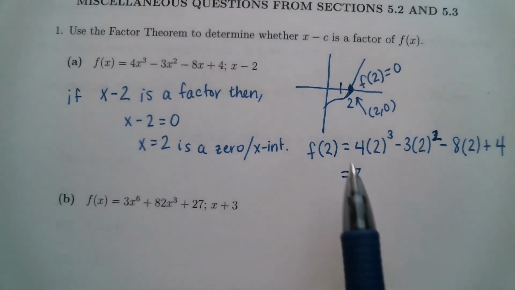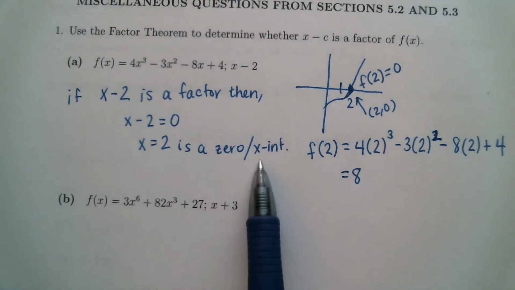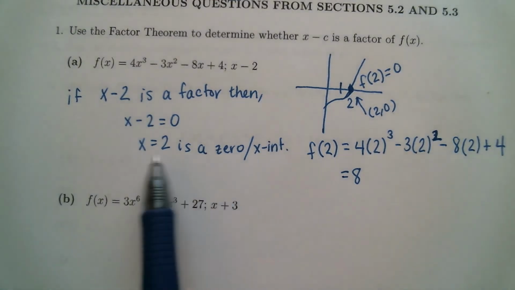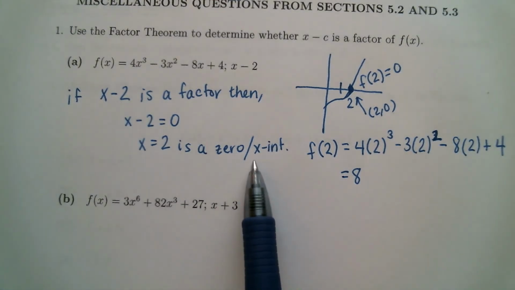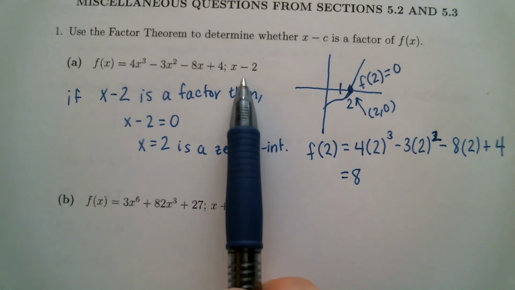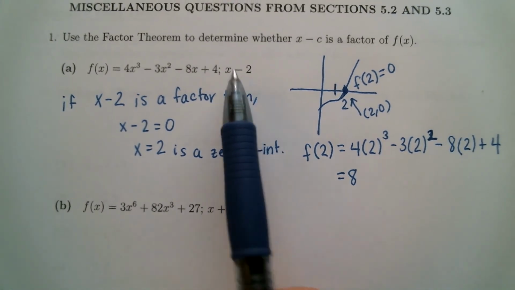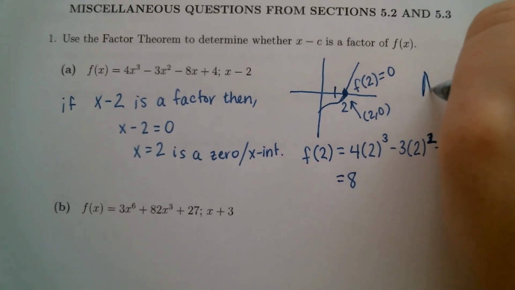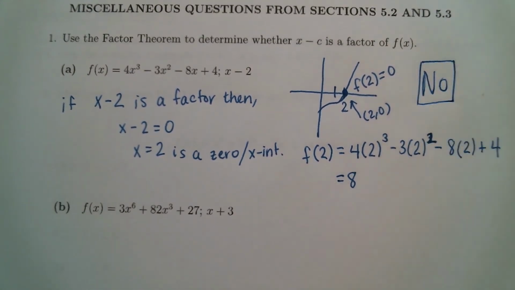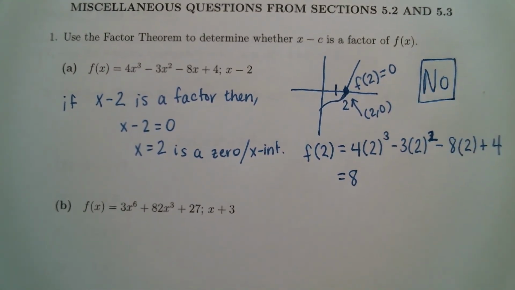So if we plugged in 2, we did not get 0. That means 2 is not a 0. X equals 2 is not a 0 or an x-intercept, which in turn means that x minus 2 is not part of the factorization. So the answer would be no here. It is simply a yes or no question.